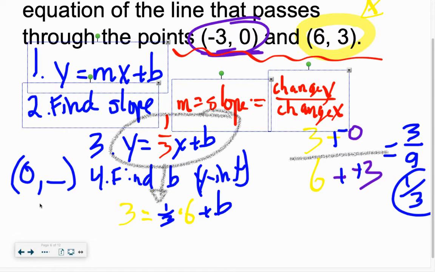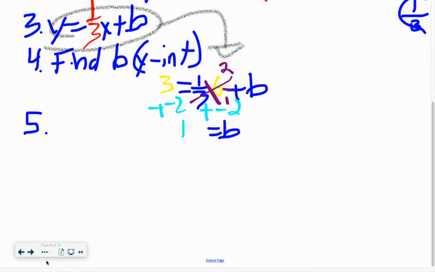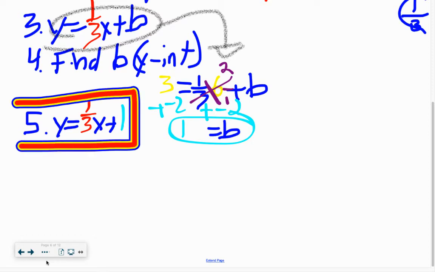That's where you can then quickly do some mental math, or just type it into a calculator. 1/3 of 6, well, 6 is 6 over 1. That just becomes 2. 2 plus b, 2 plus some number equals 3. So when we go ahead and quickly subtract 2 from both sides, or add a -2 rather, we get 1 equals b. And that leads us to step 5, where we begin to write it out. y equals our m, which we found previously, so we're just going to copy down 1/3 x plus now that b, which we just found over here. And that's where we're going to plug in. And now we have written it in our slope-intercept form.